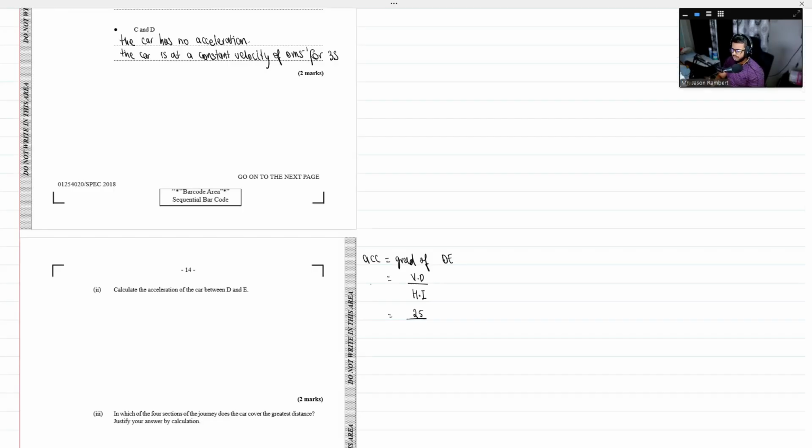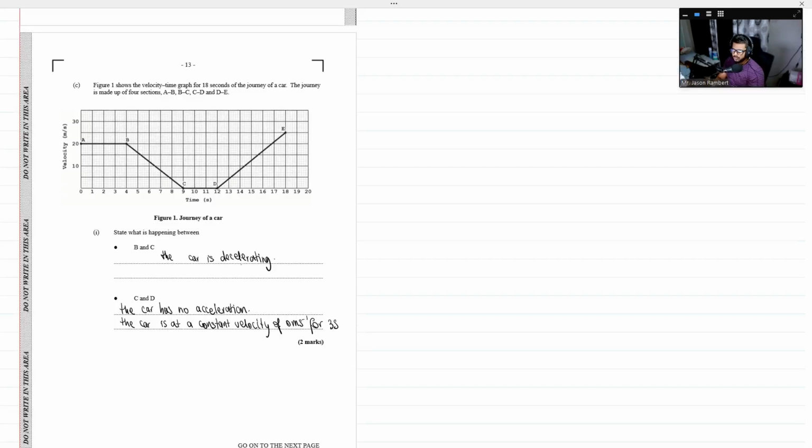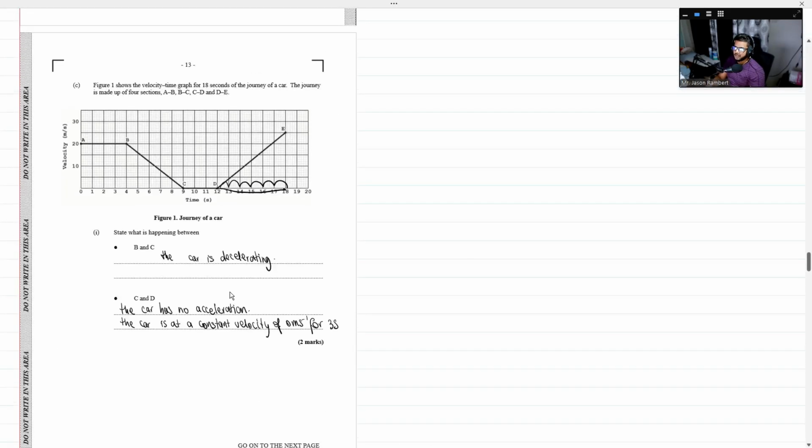25 divided by my horizontal interval, which is this interval here, stemming from 12 to 18, which looks like 1, 2, 3, 4, 5, 6 meters per second. And I know it's going to be positive because the line is in this particular direction. Another way to do it: get the coordinates of E, get the coordinates of D, and calculate your gradient, y2 minus y1 over x2 minus x1.